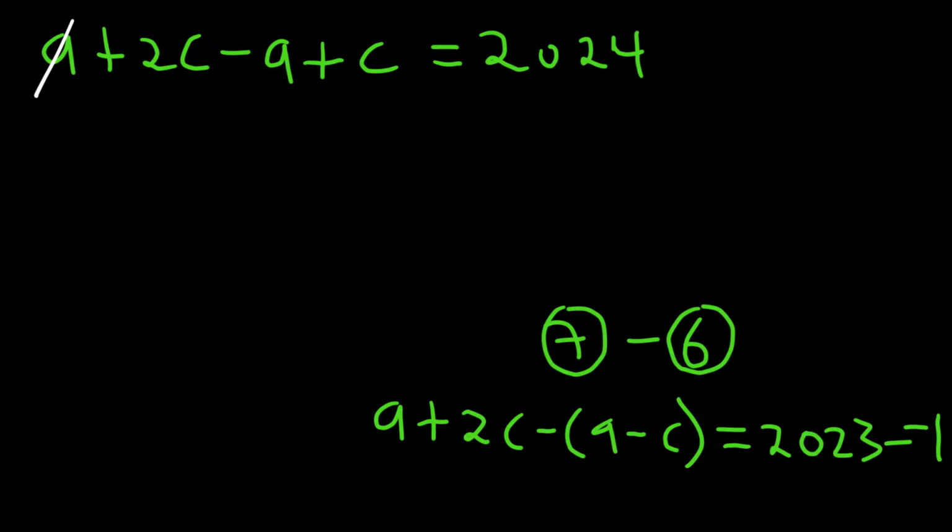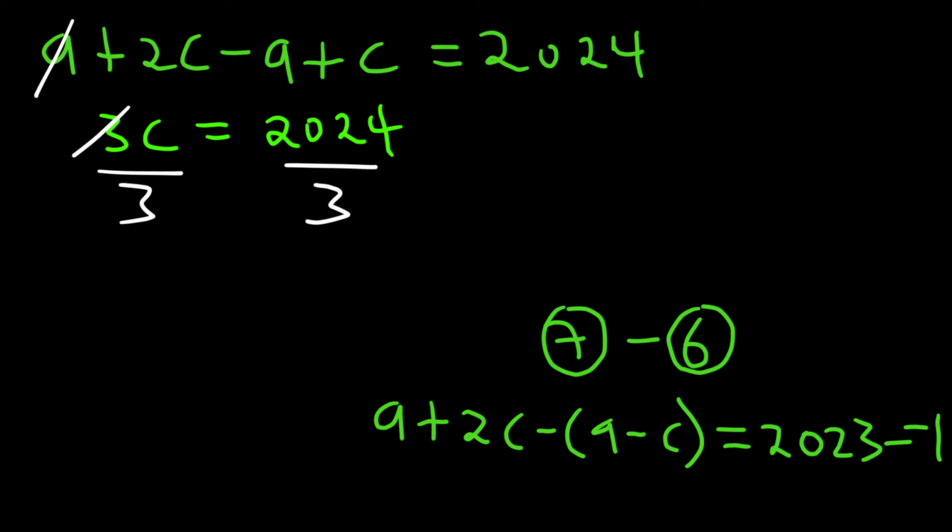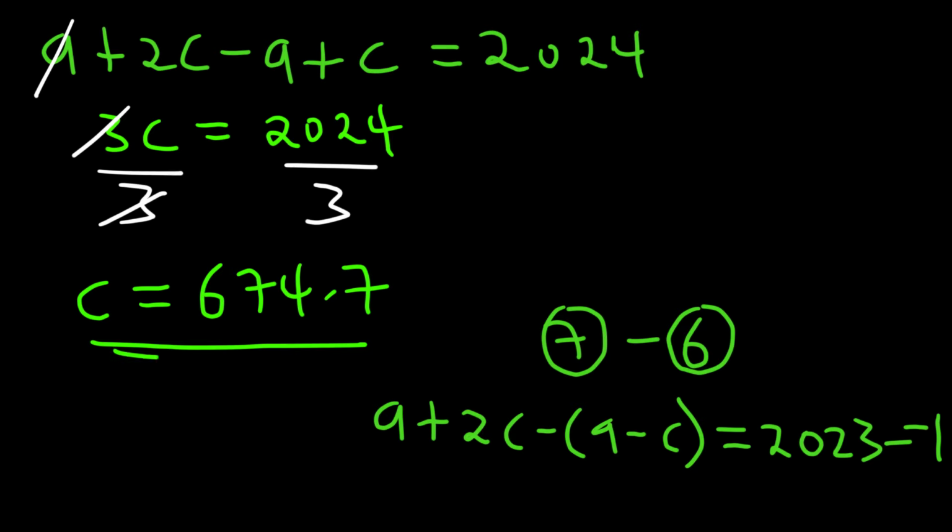Now this a will cancel with that, and we shall remain with 2c plus c, which will give us 3c equaling to 2024. If we divide both sides by 3, this will cancel with that, and so we shall have c equaling to 2024 divided by 3 will give us 674.7, and that's our value of c.